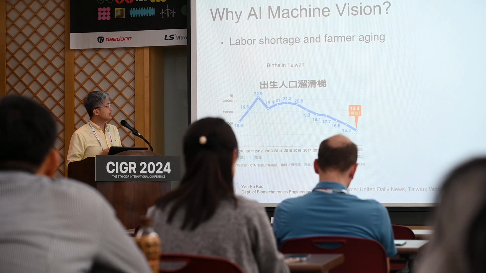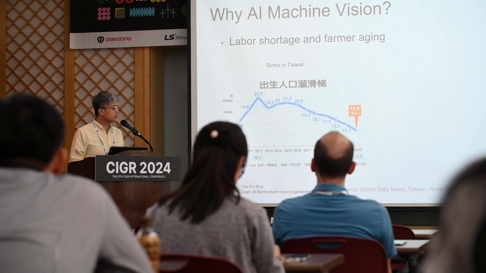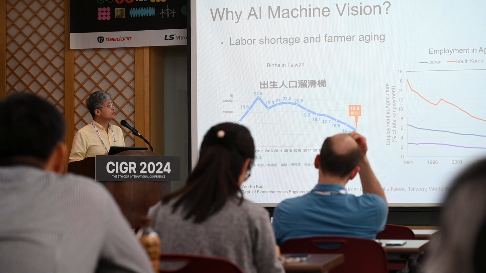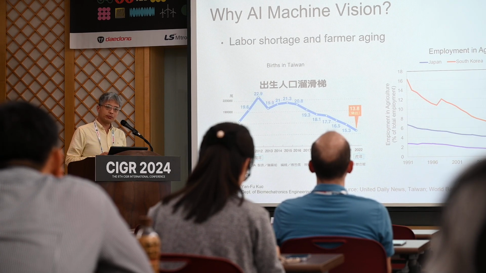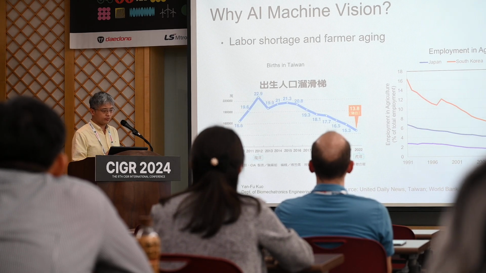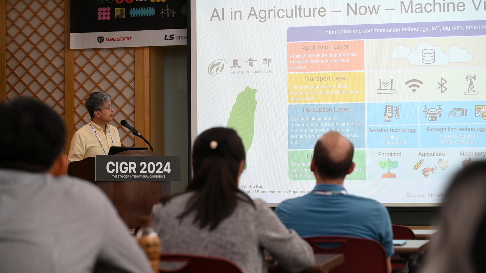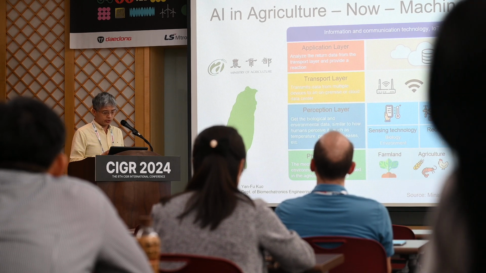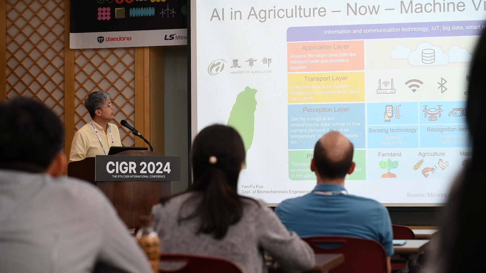Another reason is that the birth rate in many countries, including Taiwan, and also the employment in agriculture in some advanced countries are dropping drastically. We know that's a big issue. So since probably 6 years ago, in 2016 or 18, the Ministry of Agriculture in Taiwan started a big project called Smart Agriculture.